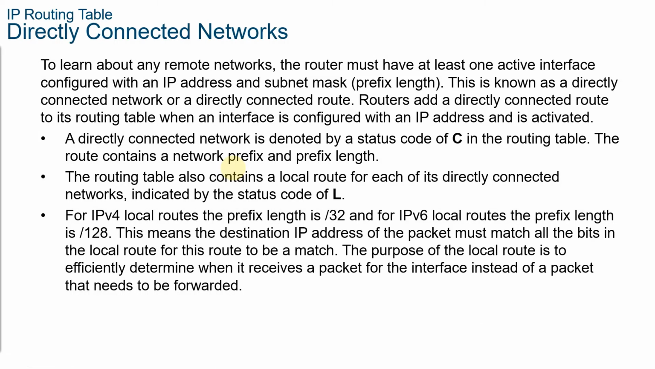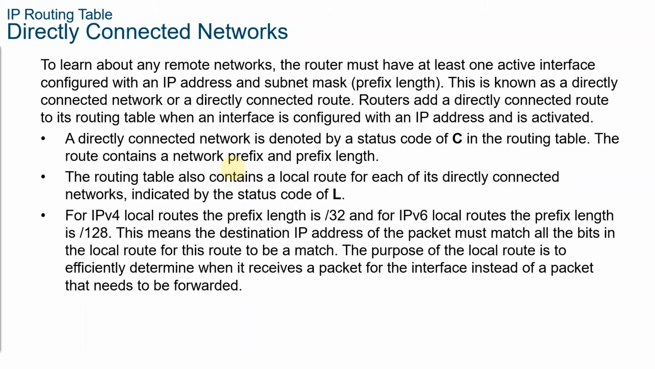How about directly connected networks? Before a router can learn about any remote networks, it must have at least one active interface configured with an IP address and subnet mask or prefix length. This is known as a directly connected network or directly connected route. So routers add a directly connected route to their routing table when an interface is configured with an IP address and is activated. A directly connected network is denoted by the status C in the routing table as presented earlier. Now, the route contains a network prefix and a prefix length.